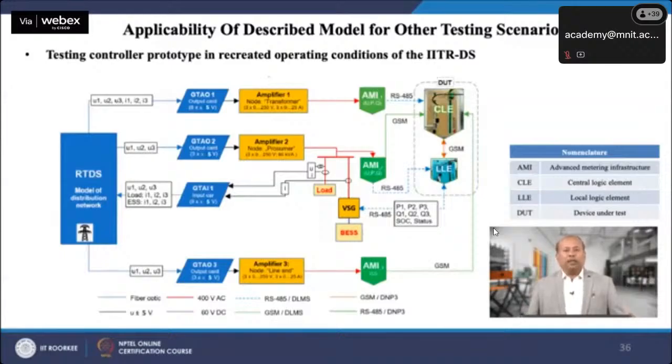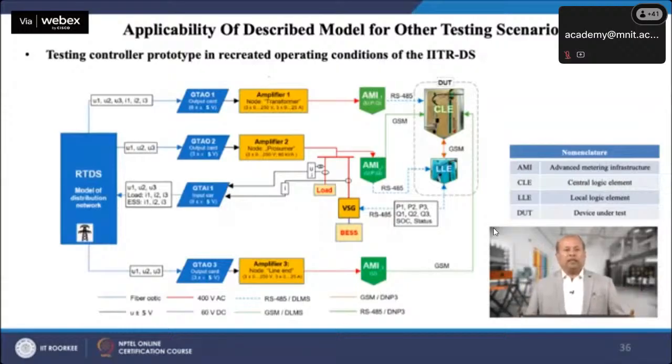AMI2 communicates with LLE, which further provides the control signal to VSG. Here LLE also communicates with CLE with GSM. The output current of VSG is fed back to the system in RTDS via GTAI cards. Node 6, named as line end, is also taken out and its measured data by AMI3 is fed to CLE.